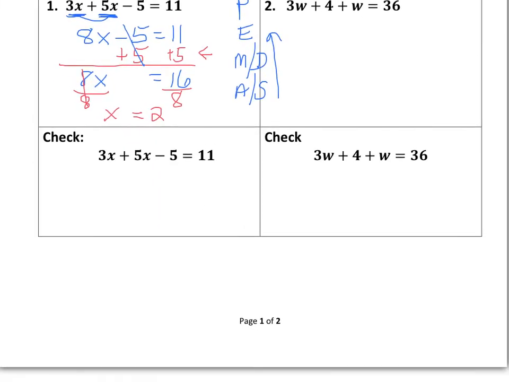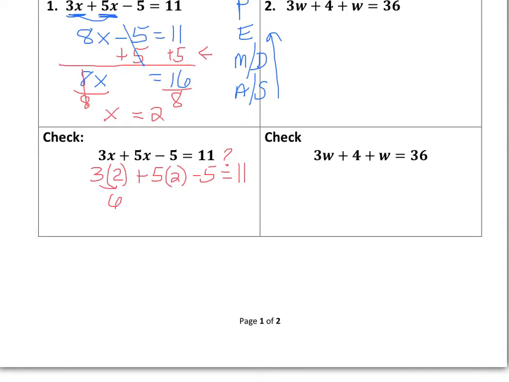Now, how can we check our answer? We check our answer by substituting, and we're always going to want to substitute into the original equation, not any of the intermediate steps. Okay, so we've got 3, and we're going to swap out that x, and we're going to put 2 in there. I'm going to show my multiplication using parentheses. Plus 5, and again, swap out the x, put 2 in, minus 5, and we hope all of this is going to equal 11.